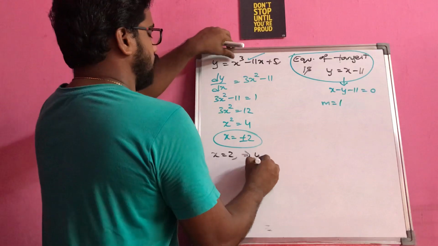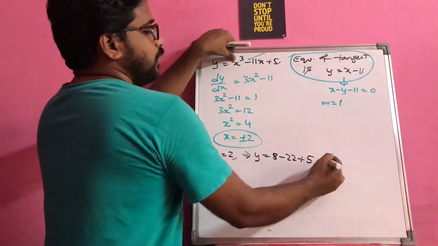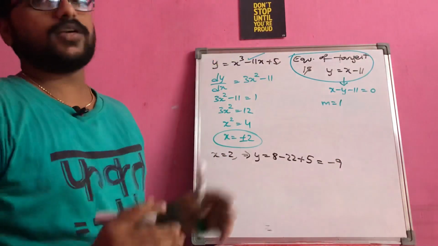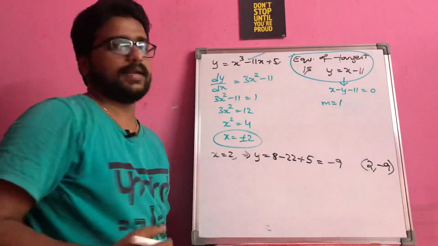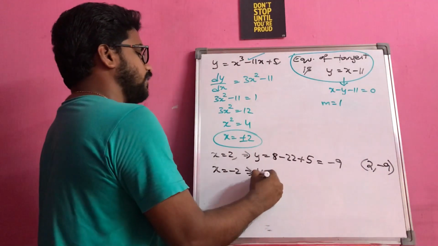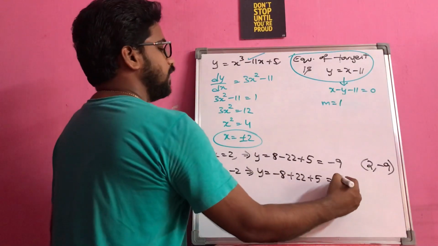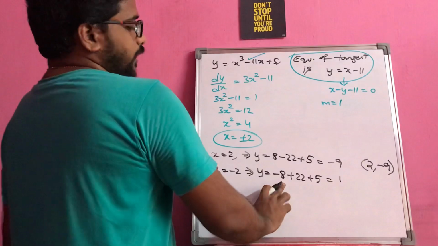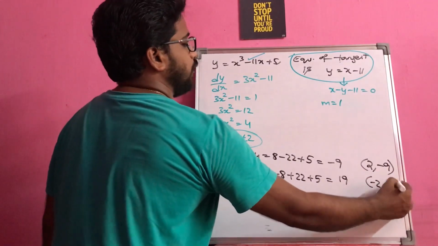That means x is equal to 2, if I substitute here, y is equal to 8 minus 22 plus 5, that is 13 minus 22, which is minus 9. So the corresponding point is 2 comma minus 9. Similarly, when I take x is equal to minus 2, I will get y is equal to minus 8 plus 22 plus 5, that is 14 plus 5, which is 19. So the point is minus 2 comma 19.